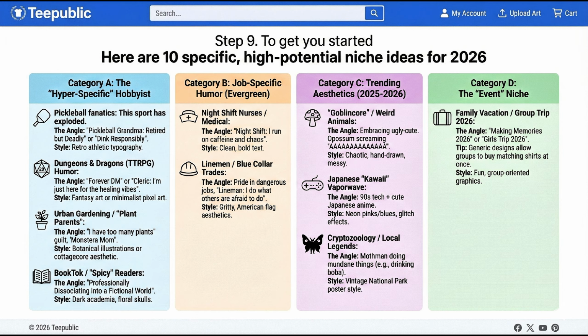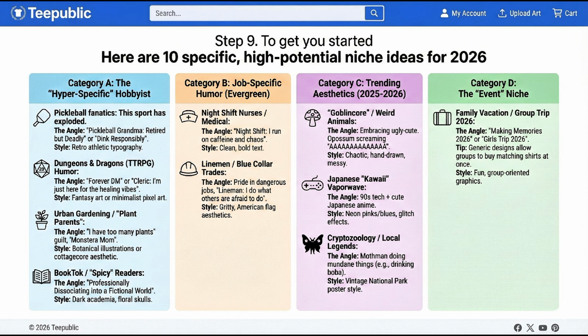First, the hyper-specific hobbyist. Number 1 is pickleball. It's exploded recently. Don't just be generic. Think pickleball grandma or puns like dink responsibly. Number 2 is Dungeons and Dragons humor. Target the forever DM or specific classes like a cleric who is just there for the healing vibes. Number 3, urban gardening. Target the plant parents who are guilty of having too many plants. Think Monstera mom with a cottagecore vibe.